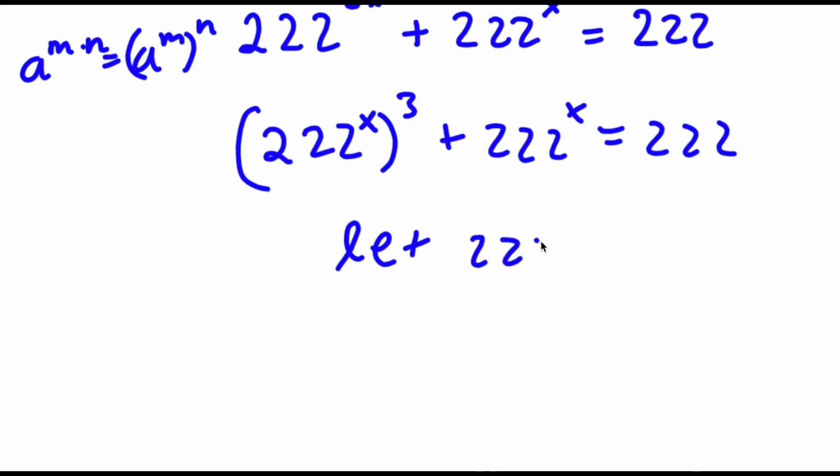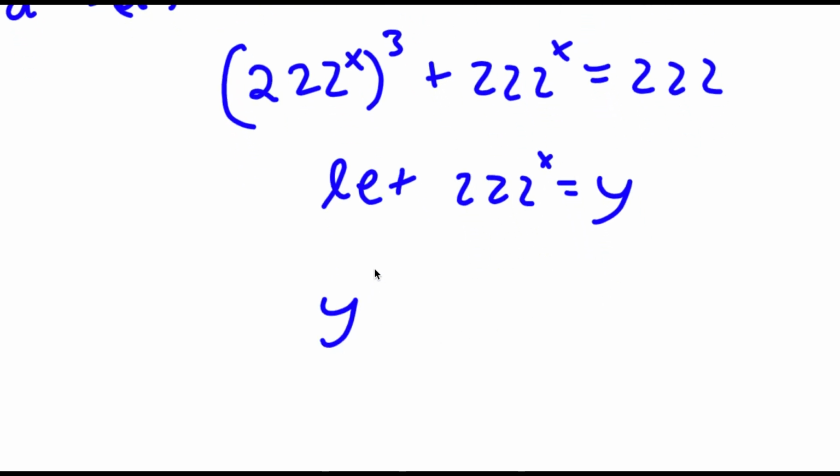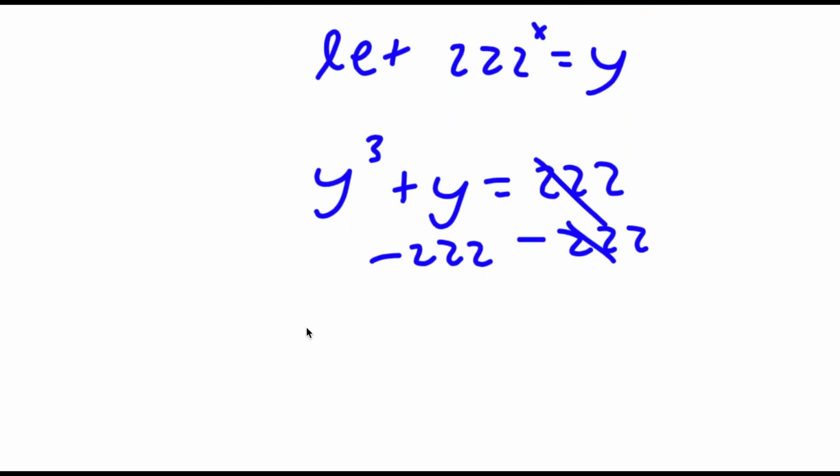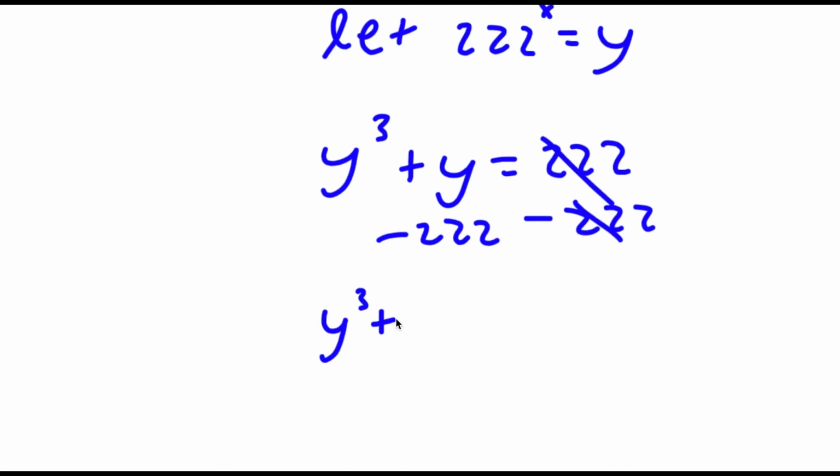Now I'm going to let 222 to the power of x equal to the variable y. So now I have y to the power of 3 plus y is equal to 222. And if I subtract 222 on both sides, these two cancel out, and I get y to the power of 3 plus y minus 222 is equal to 0.